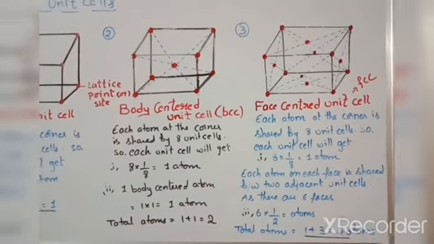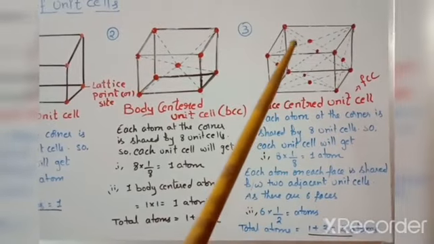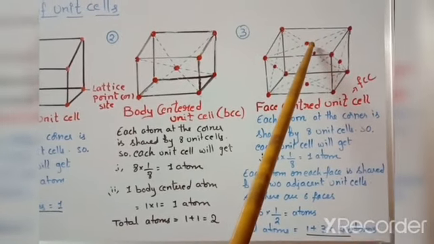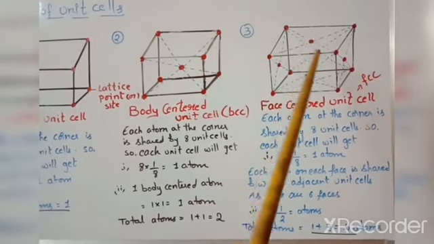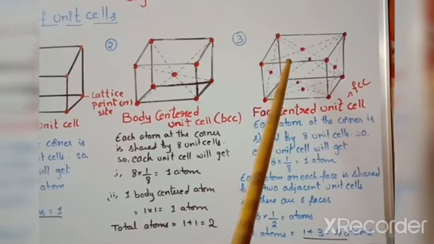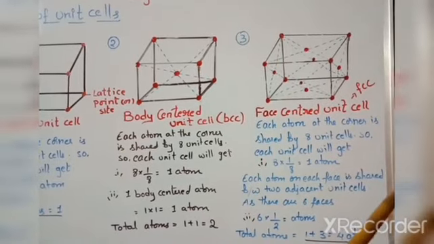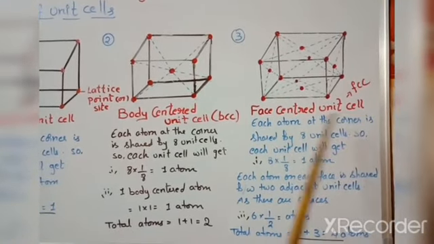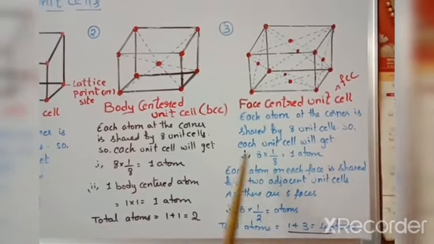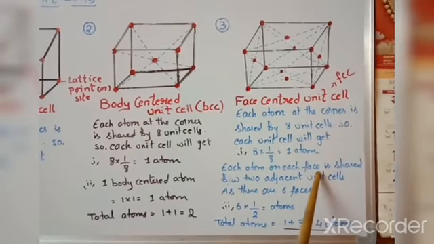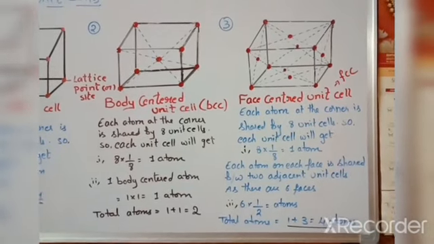A face centered unit cell contains atoms at all the corners and at the center of each face of the cube. So each atom located at the face center is shared by 2 adjacent unit cells, and only 1 by 2 of each atom belongs to a unit cell. So look here, each atom at the corner is shared by 8 unit cells, so we will get 8 into 1 by 8 equal to 1 atom. Next, each atom on each face is shared between 2 adjacent unit cells.